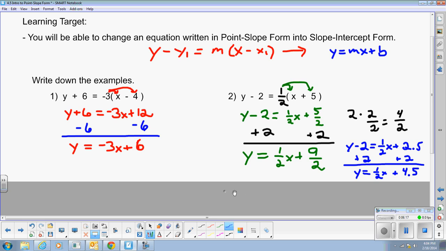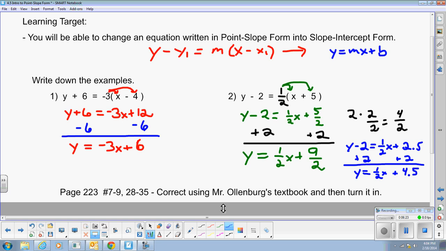All right, at this point, if you're feeling confident enough that you could get started on the assignment, here's what it is right here, page 223, numbers 7 through 9, and numbers 28 through 35. Be sure that you correct using my textbook, and then turn it in. If you've got any questions at all before you turn it in, be sure to ask me so I can help you with it. So if you're ready to start the assignment, write it down. I would pause the video here because I'm going to go on to a third example.